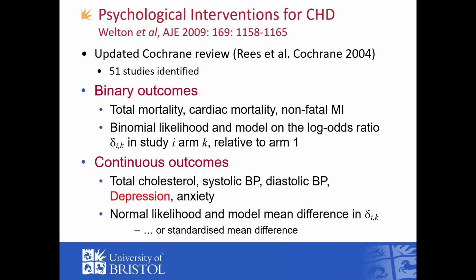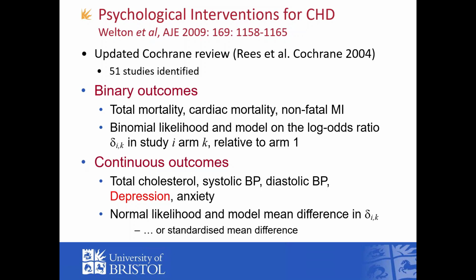If your outcomes are binary, then the models assume that the data has been generated using a binomial distribution, and the statistical model is put on the log odds ratio scale. So we estimate log odds ratios. I'm calling these delta IK, so you can think of that as the treatment effect, where I is the study number, so study I, and K is the arm of that trial.